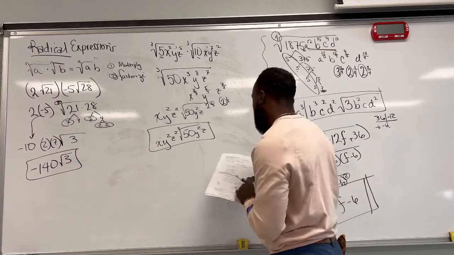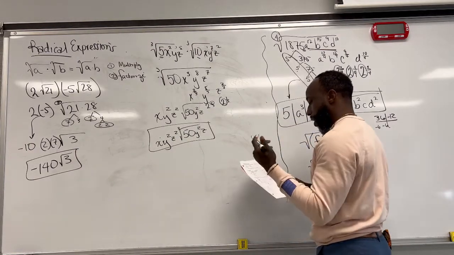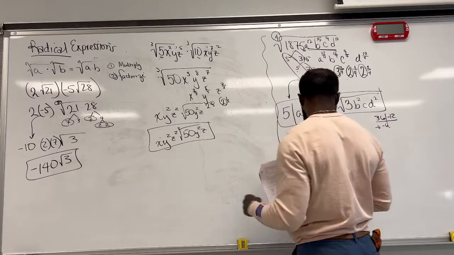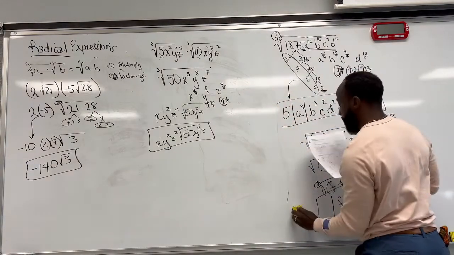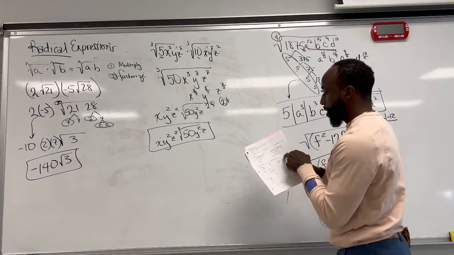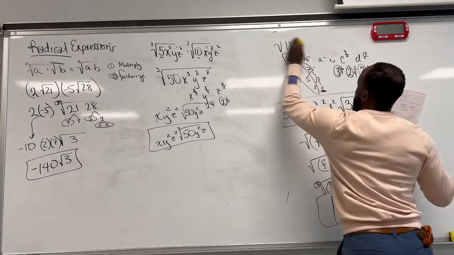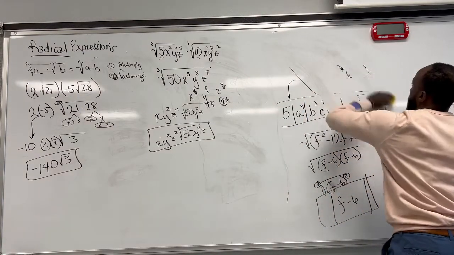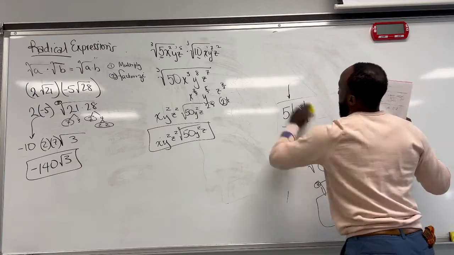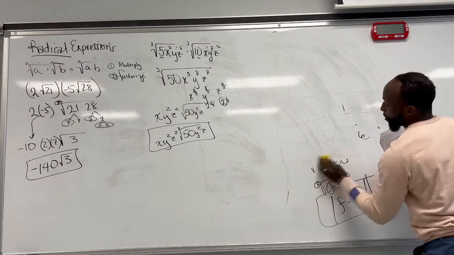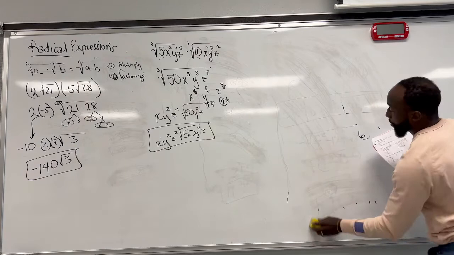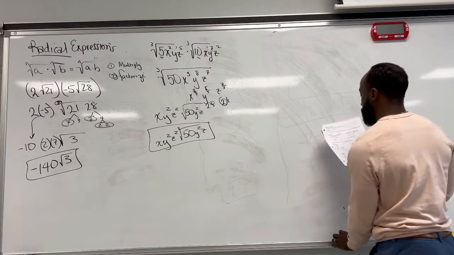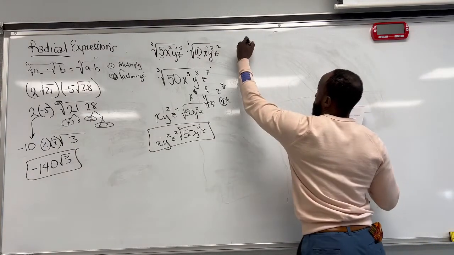All right. Now, our last part is rationalizing. When we rationalize, we have to get rid of the radical in the denominator of the fraction. So there's some magic that has to happen. So let's look at this example here.